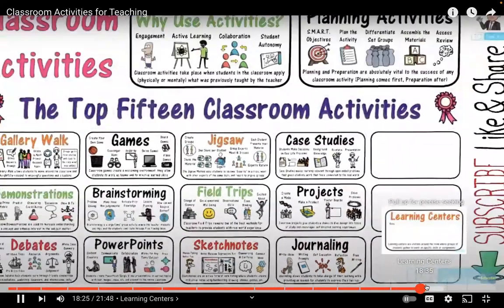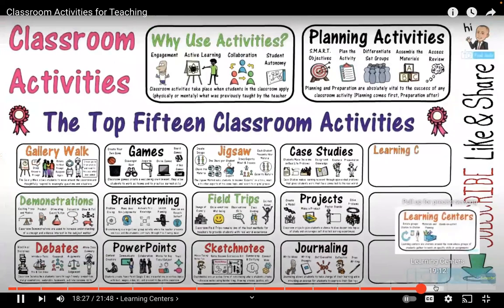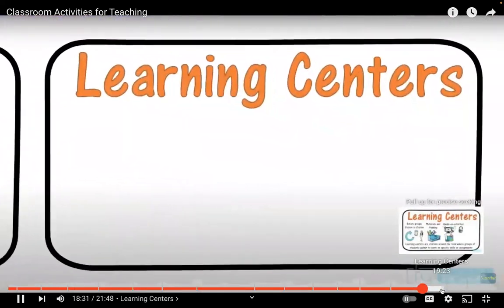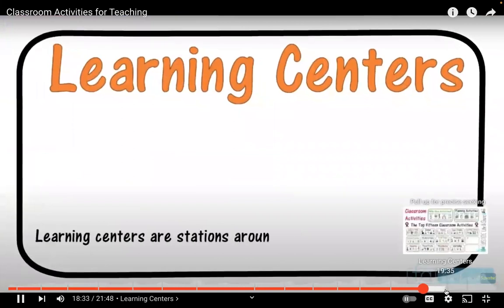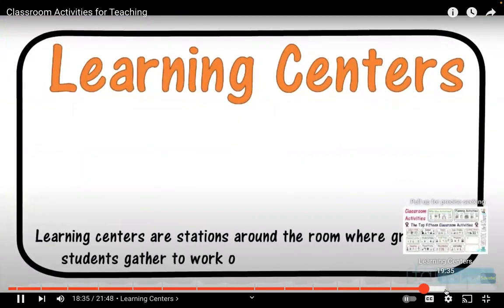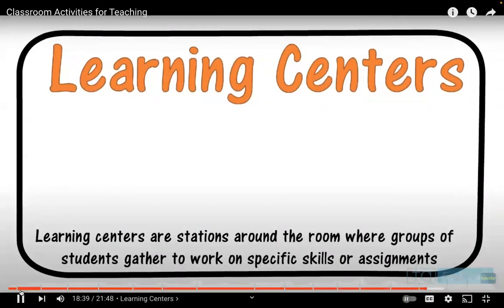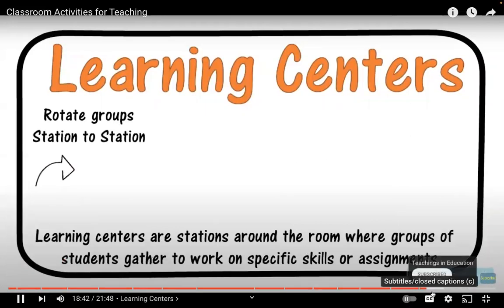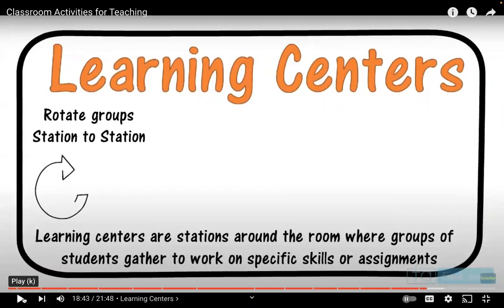Now we're coming up to the final 3 activities of the top 15. The next activity up is learning centers. Learning centers are stations around the room where groups of students gather to work on specific skills or assignments. Stations are set up around the room. This is a good activity, but it's more early childhood through 6 centered, with different tasks, assignments, activities. But you could still do that.